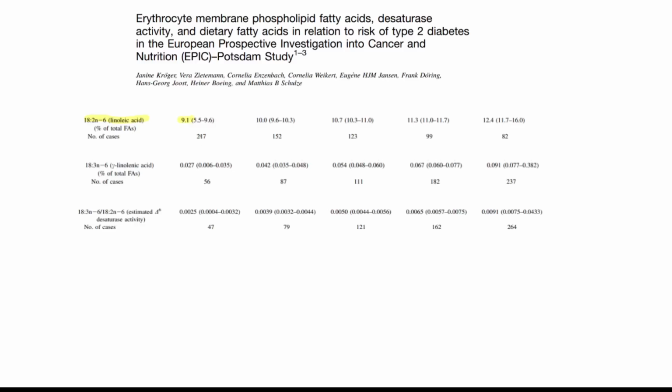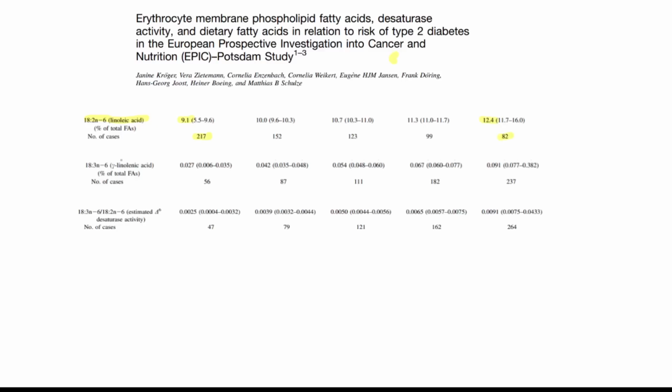If you were in the lowest group, then 217 people in the study in this low group developed diabetes over the next 5 years. If you come over here, you can see people have 12.4, so that's quite a bit more linoleic acid. Only 82 of them developed diabetes.